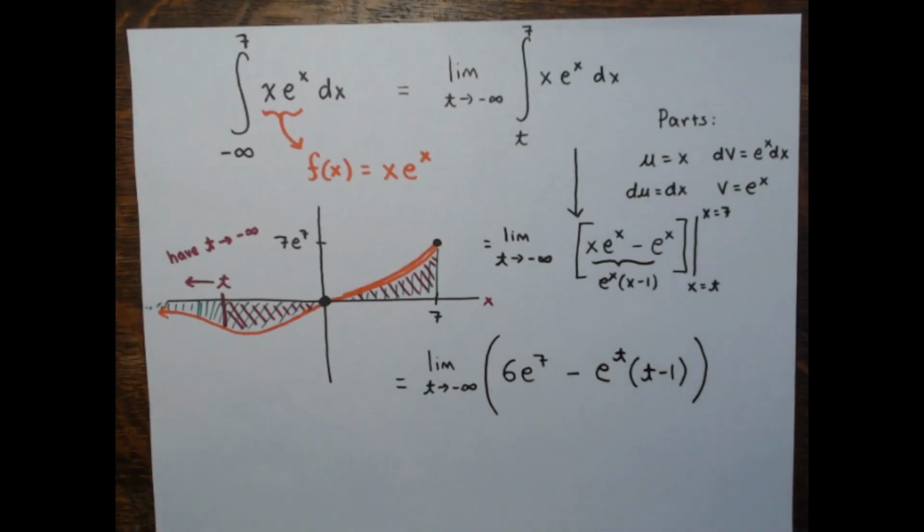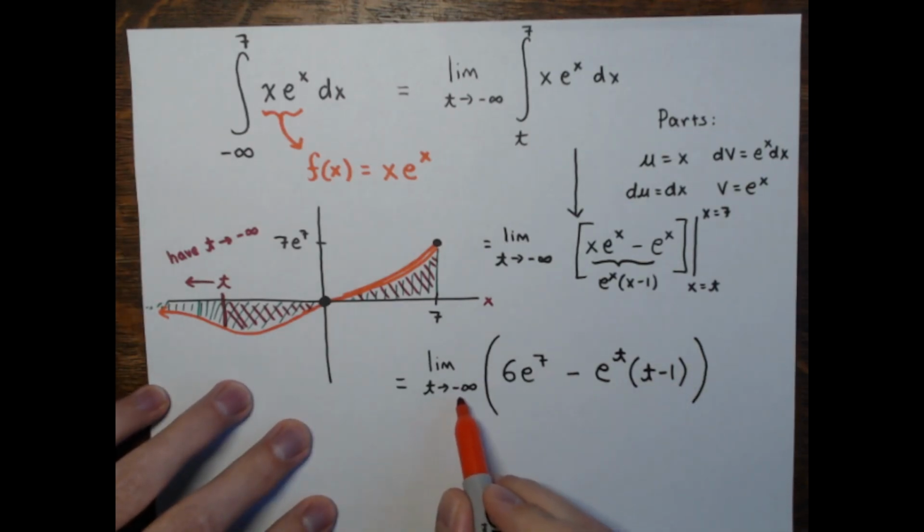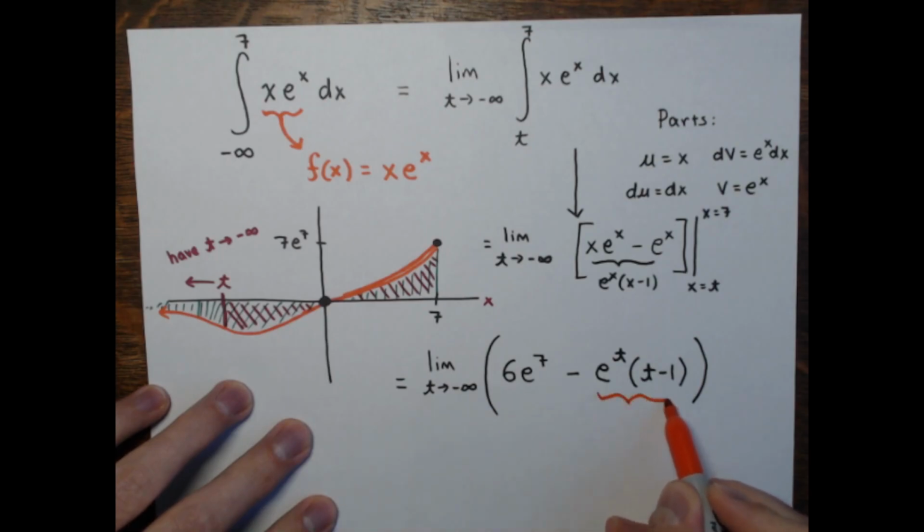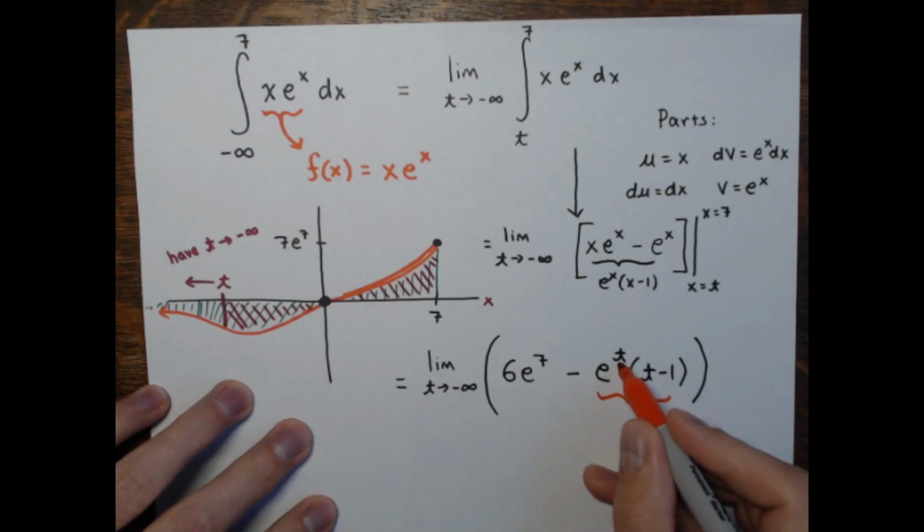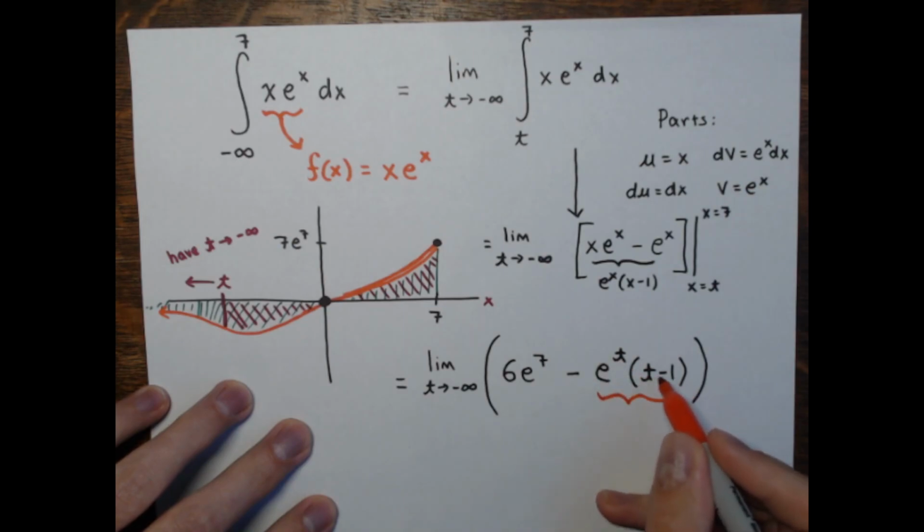Okay, and the reason I did this is, when t approaches negative infinity, this expression, e to the t, would be e to some big negative number, that would be going to 0, and then this would be going to negative infinity. So you do have an indeterminate.